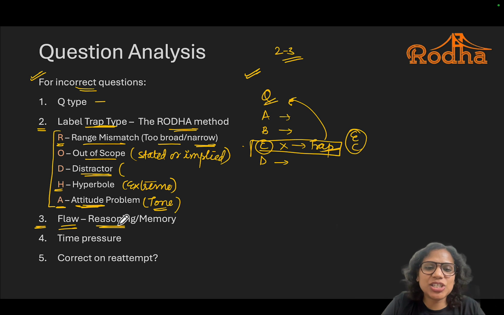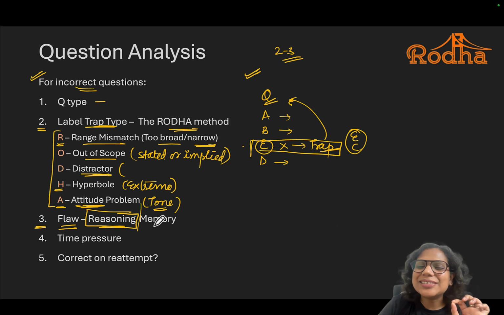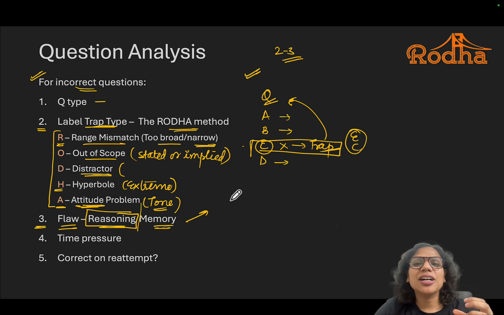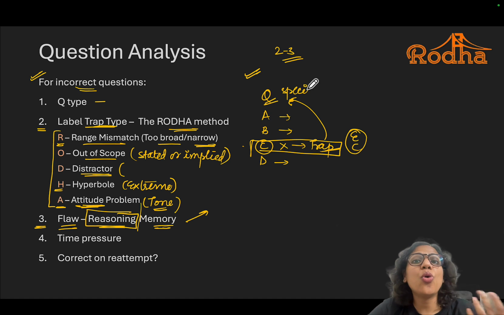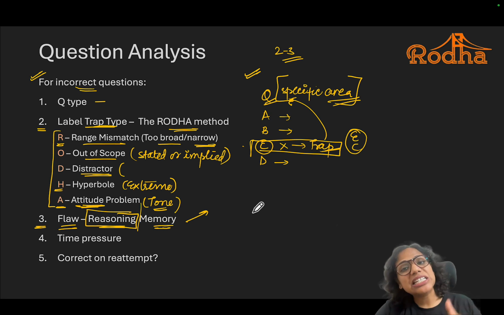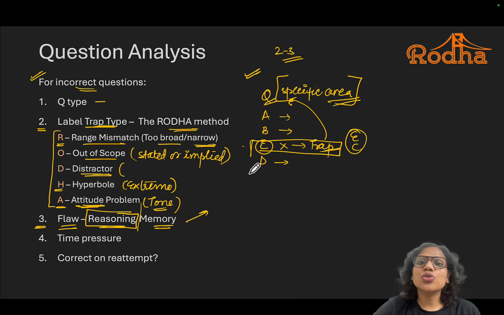Third thing that you can do is see what exactly your flaw was. Was it a reasoning based flaw, that your reasoning was wrong? Maybe you weren't able to identify this trap. Or was it simply a bit of laziness, that you didn't go back to the passage? If the question is from a specific area, I always tell you to go back to that specific area, reread it and then attempt. See if you did this. In case you didn't, probably faulty memory led to an incorrect answer. This is something that can of course be improved easily. So see why you made that flaw.